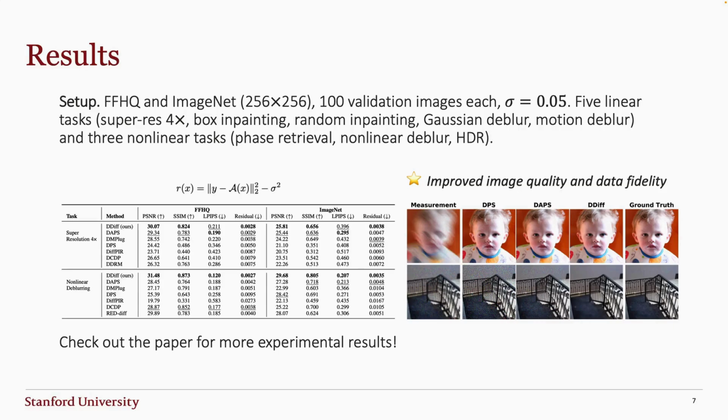The residual metric shown here measures data fidelity and is further discussed in the appendix. The qualitative comparison on the right shows sharper reconstructions with fewer artifacts than DPS or DAPS. Please see the paper for the full set of results.